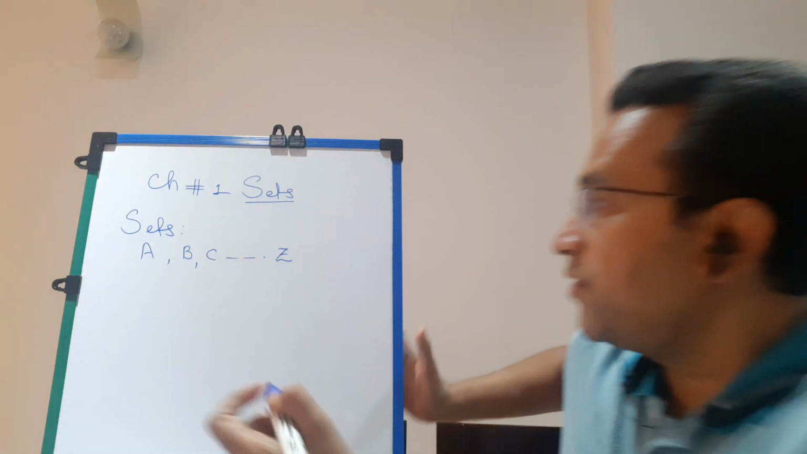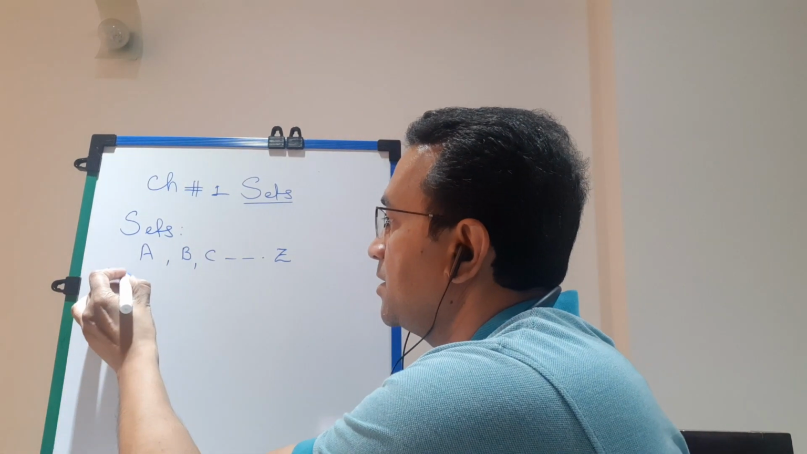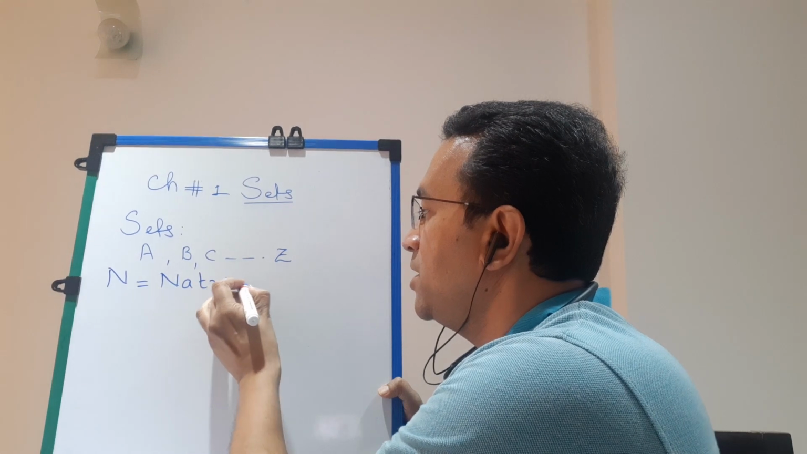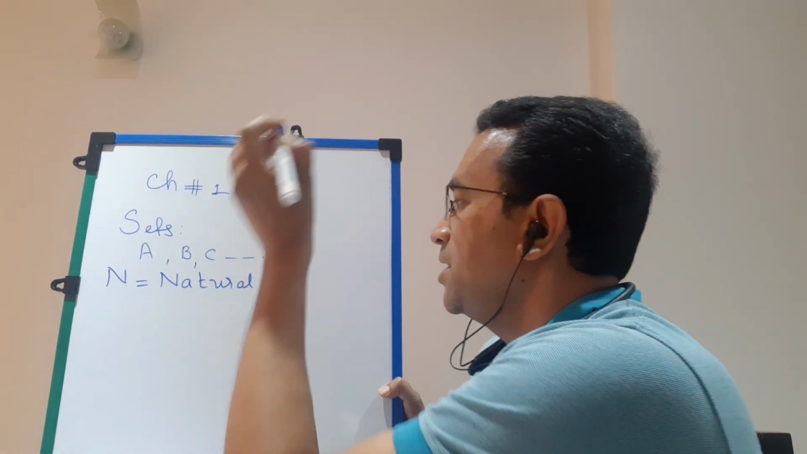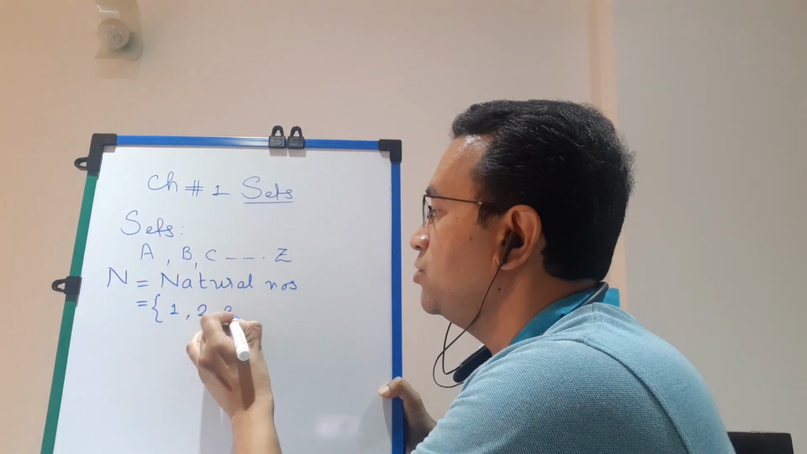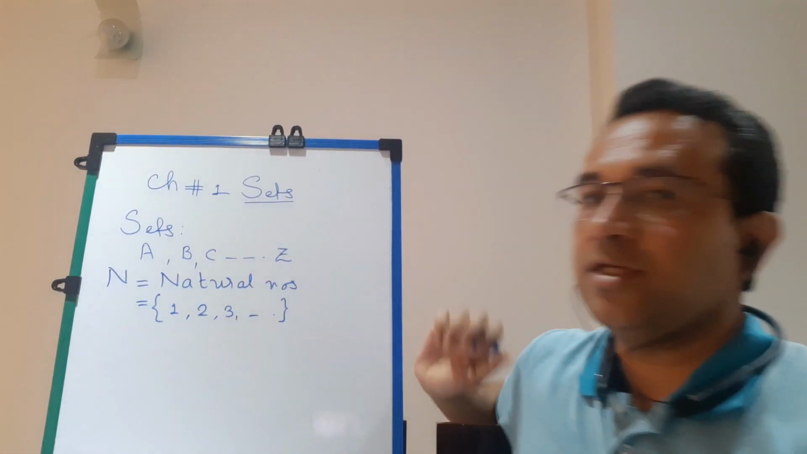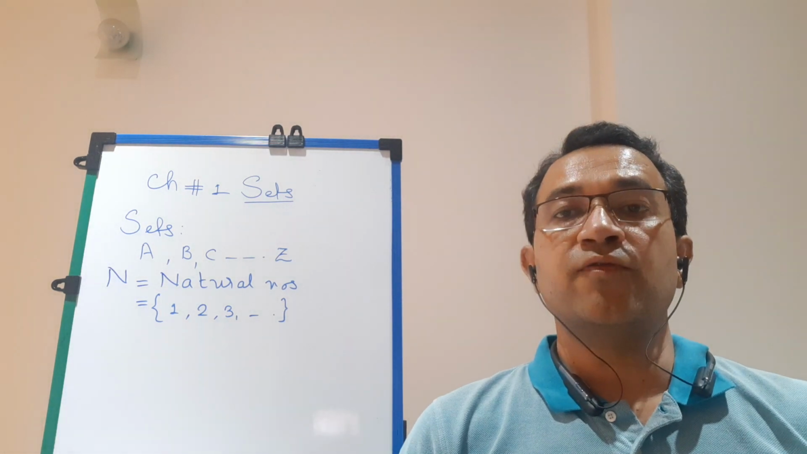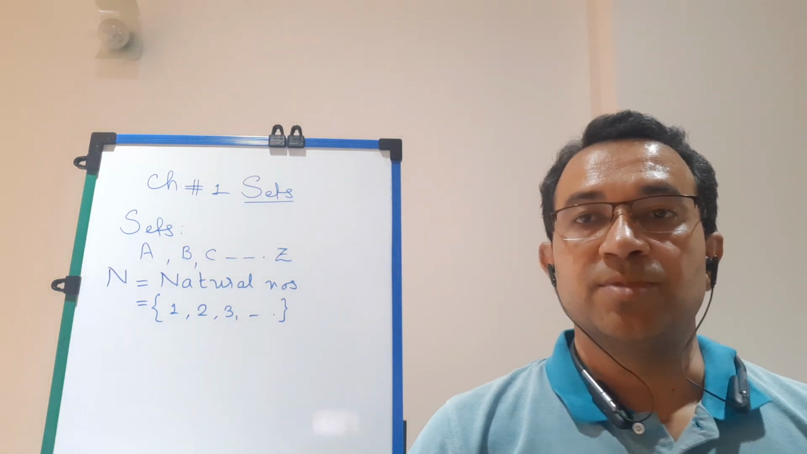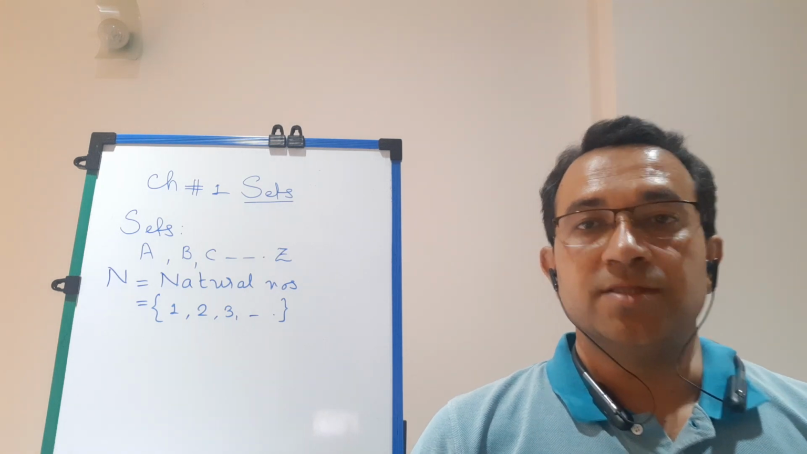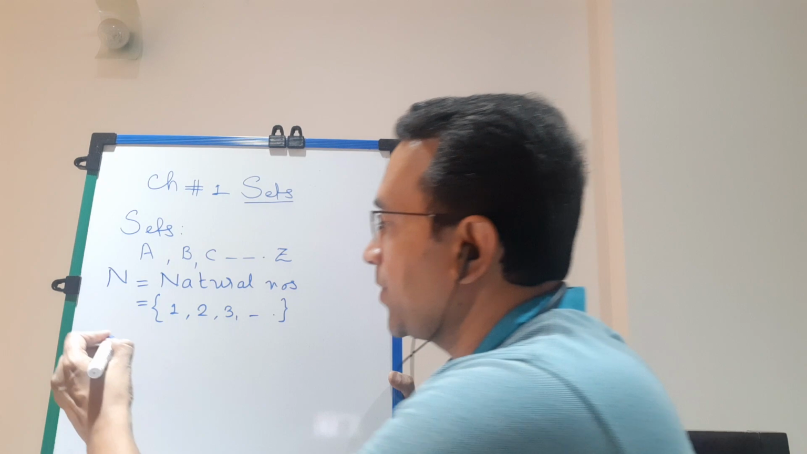Now students, the first set is set N. Set N means set of natural numbers. All of you know natural numbers start from 1, 2, 3 up to infinity. Then students, set Z.